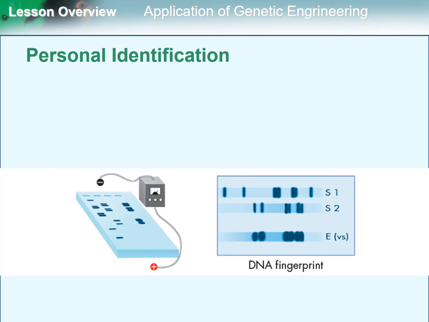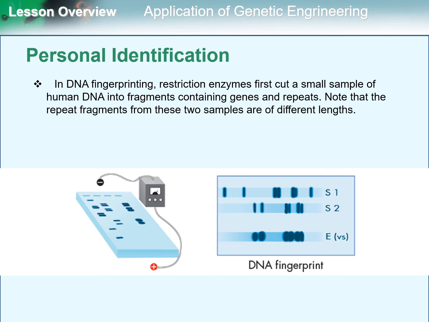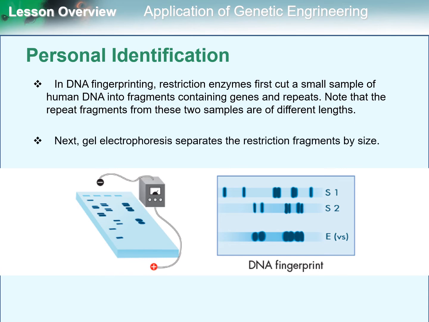So how is DNA fingerprinting done? First, restriction enzymes cut a small sample of human DNA into fragments containing genes and repeats. Note that repeat fragments from these two samples are of different lengths. So different repetitions, different lengths. Next, gel electrophoresis separates the restriction fragments by size by inducing voltage at both ends of the gel or plate.